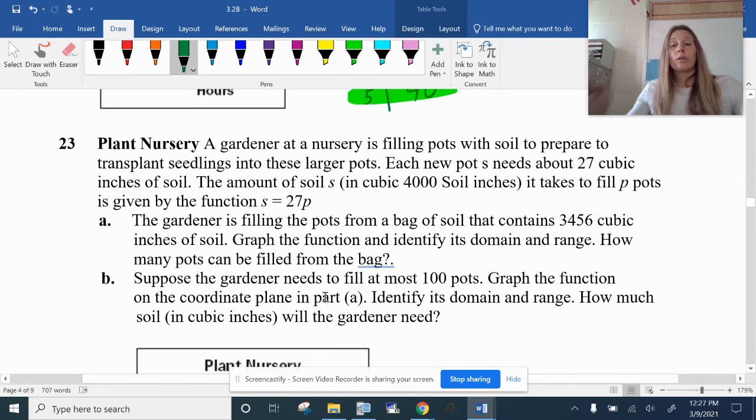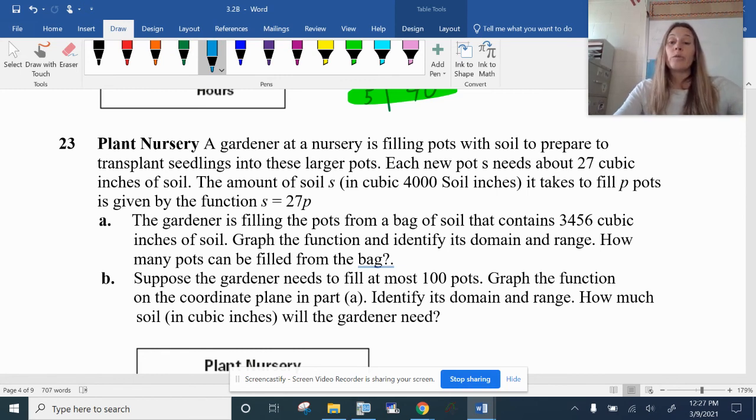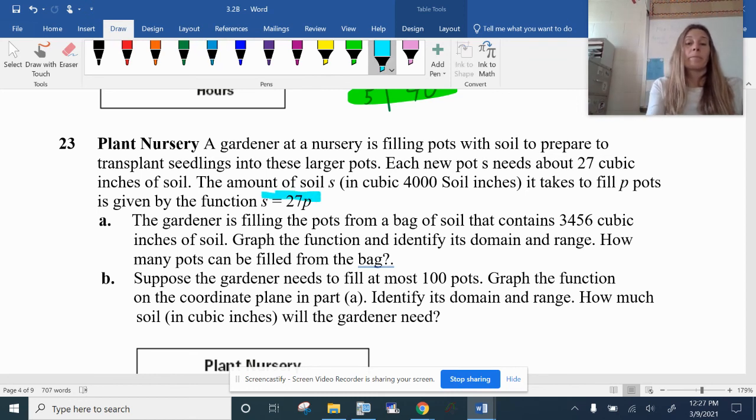Okay, a gardener at a nursery is filling pots with soil to prepare to transplant seedlings into larger pots. Each new pot needs about 27 cubic inches of soil. The amount of soil in cubic inches it takes to fill P pots is given by this function here. So very similar to the last one. So we have S equals 27P.